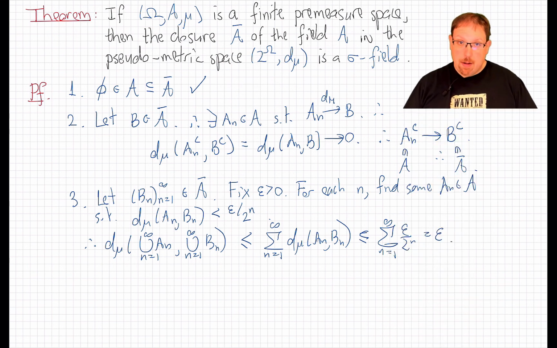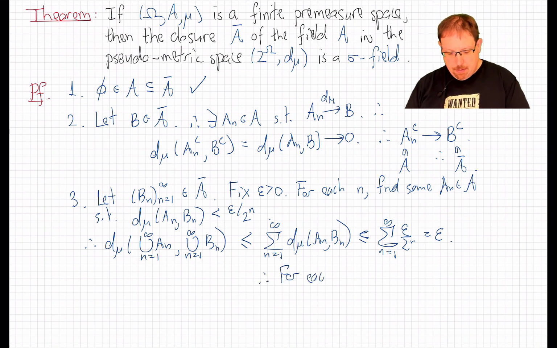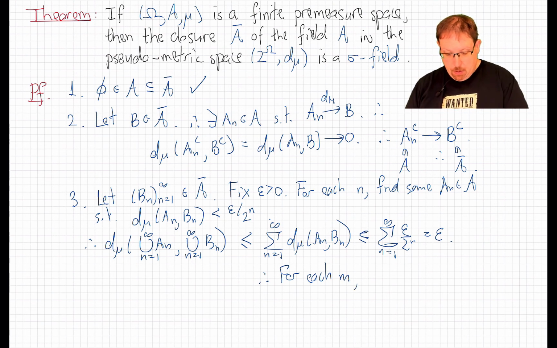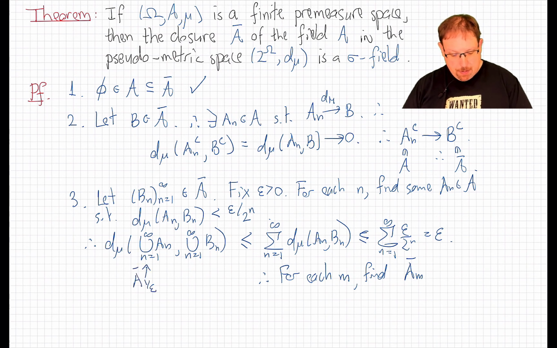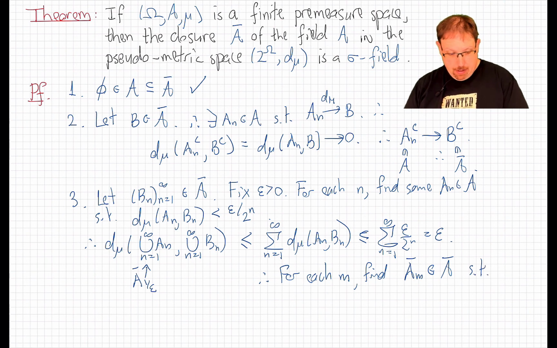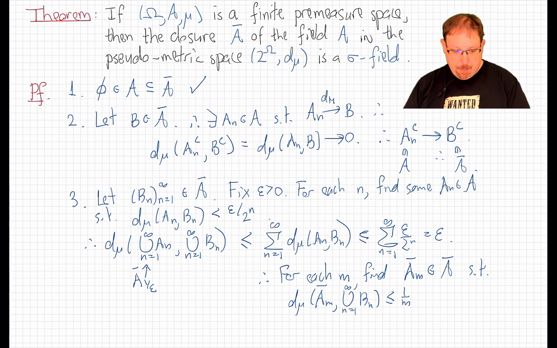So if we want to be more pedantic and precise, we can say for each m, where m here is 1 over epsilon, what we've done is to find a set A_m closure. That's going to be this one here. This is A_{1 over epsilon} closure, which is, by the previous slide, in the closure, such that the distance from A_m bar to the union of the B_n's is less than or equal to 1 over m.